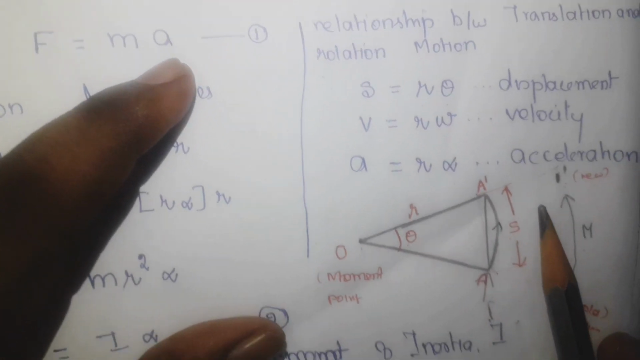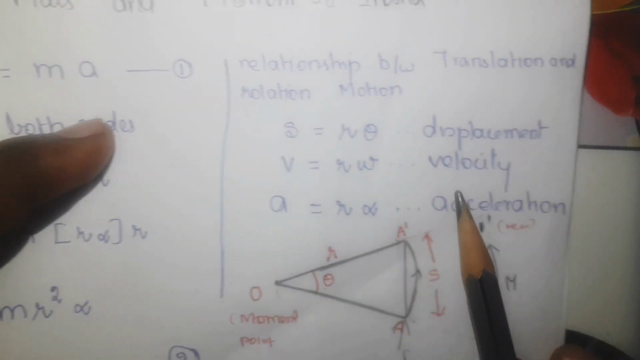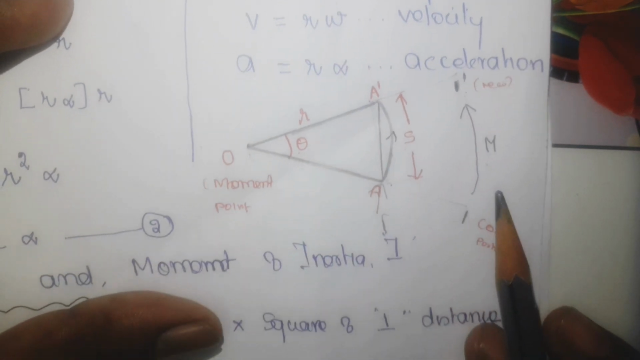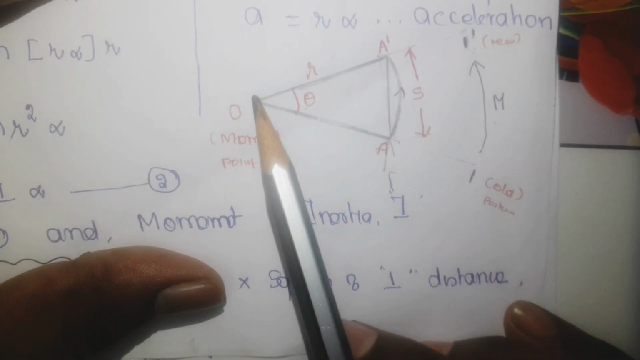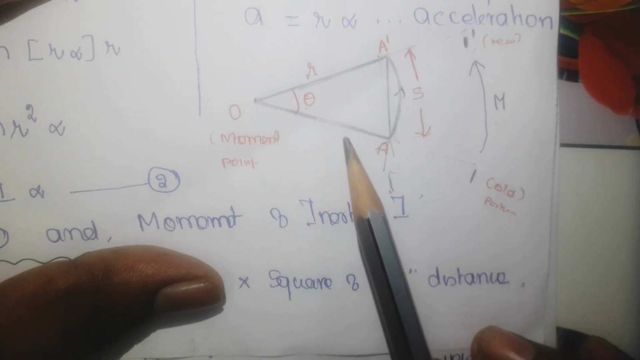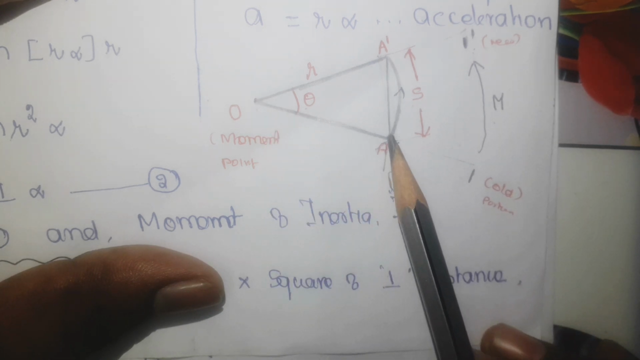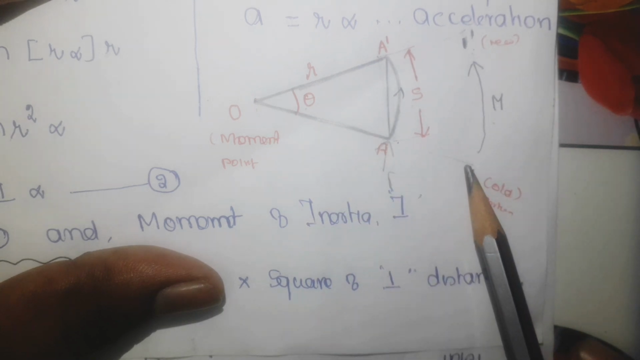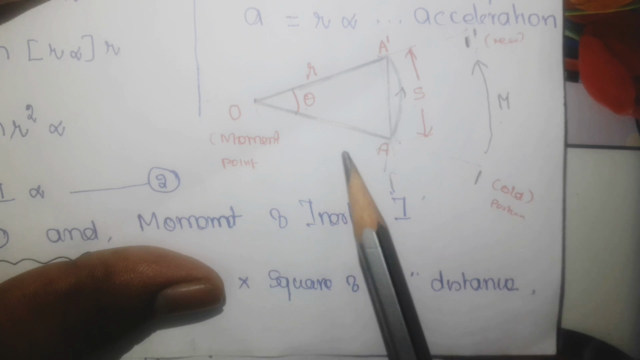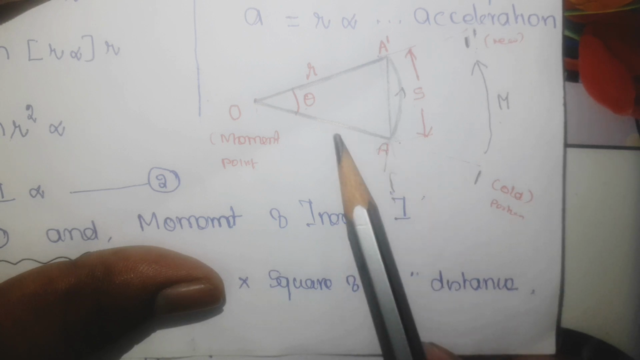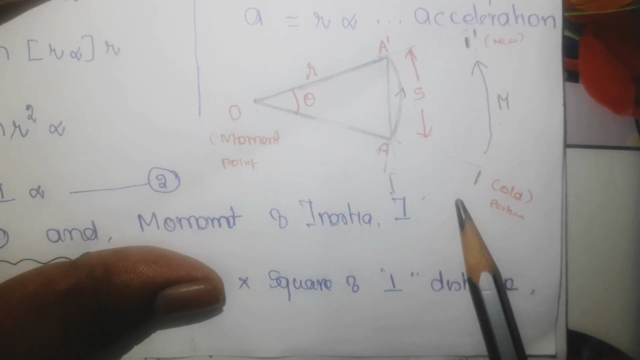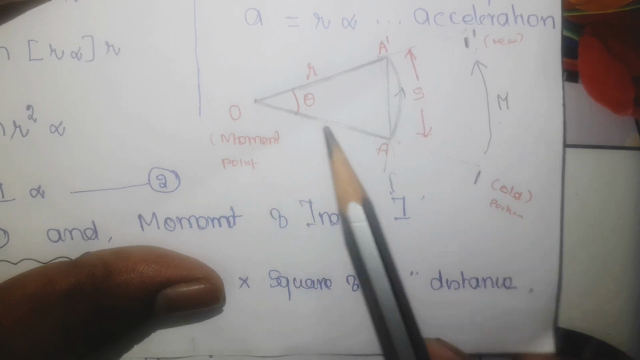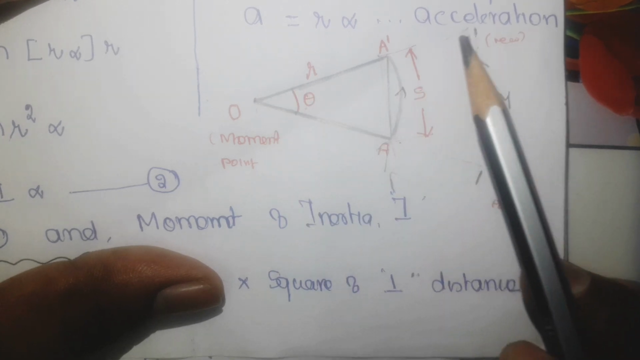Before going into that, let us see the relationship between translational motion and rotational motion. Here is the diagram. Here is the moment point where this point is fixed and a force is applied at point A. This is the initial position, and since the force is applied here, force into distance creates a moment. So the moment tries to change this position from O1 to O1 dash.